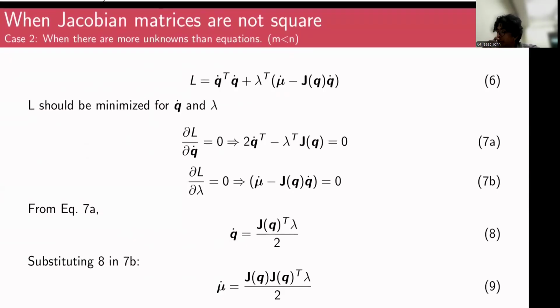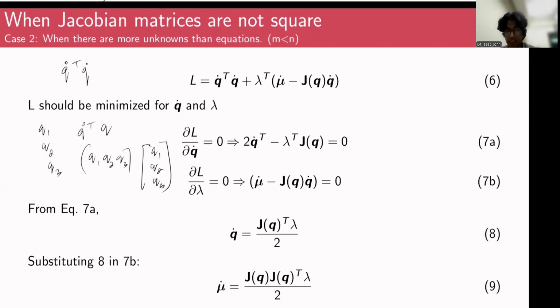So we define the minimum norm. If you have a vector q dot, q dot transpose q dot is basically the square of its norm. If you have a vector q1, q2, q3, then q dot transpose q dot is nothing but q1, q2, q3 multiplied by q1, q2, q3. If you do this vector multiplication, you will end up with q1 square plus q2 square plus q3 square. This is what we want to minimize. This is your objective.